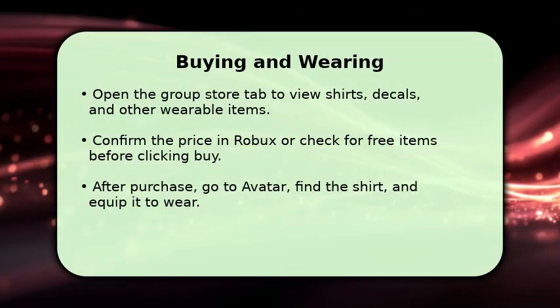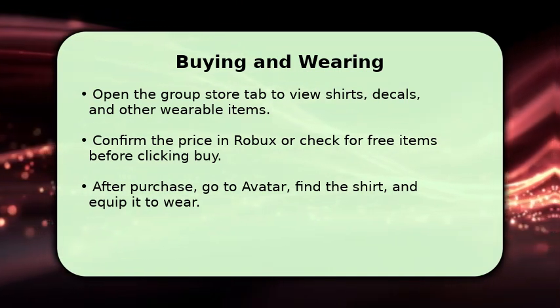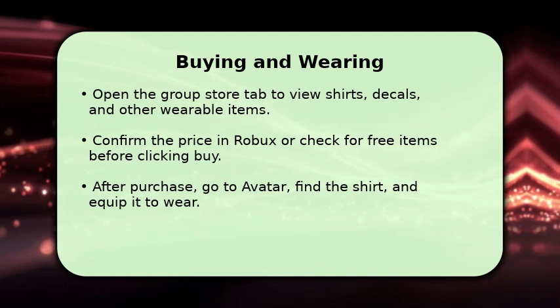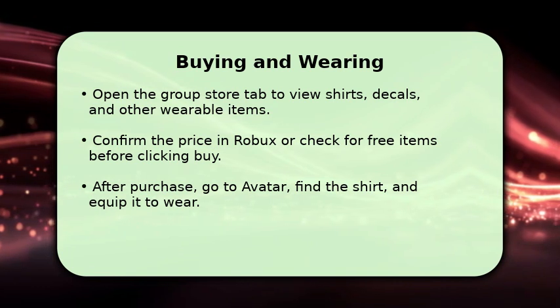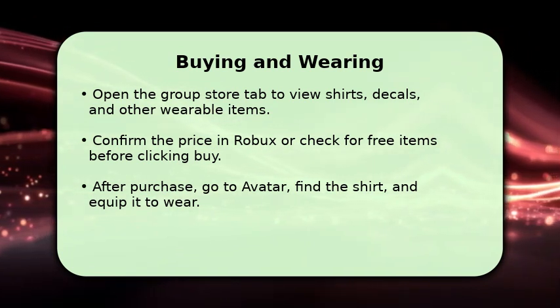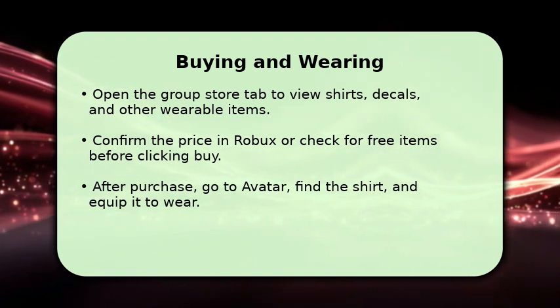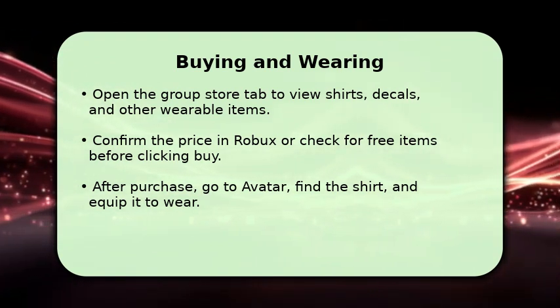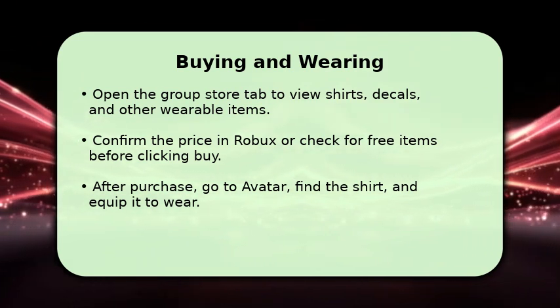After joining Vanguard, navigate to the group store and browse available shirts until you spot the Vanguard shirt. Verify the Robux price or availability and click buy if you have enough balance, or click get if the item is free. Once it is in your inventory, open Avatar, locate the shirt under clothing, equip it, and adjust layering if needed so it displays correctly on your character across games.